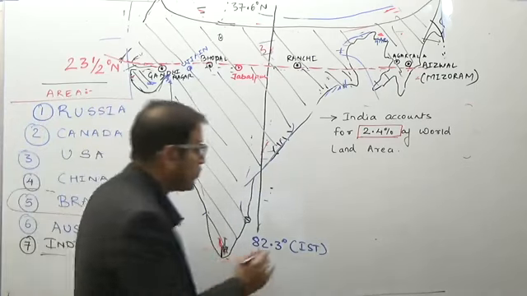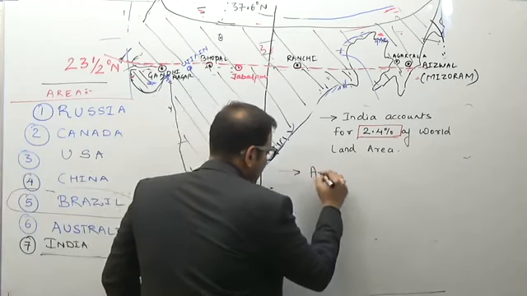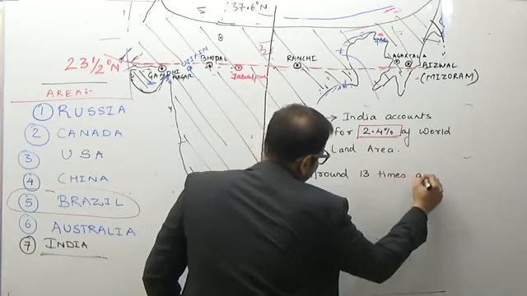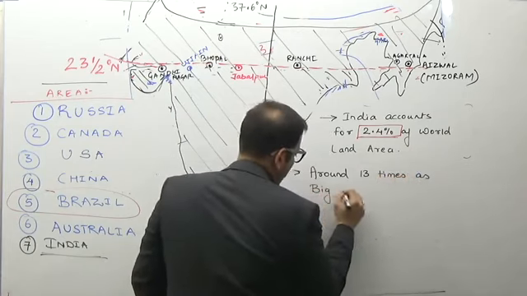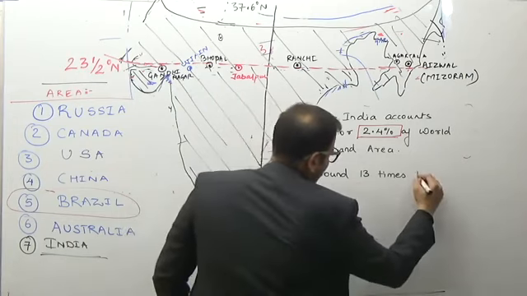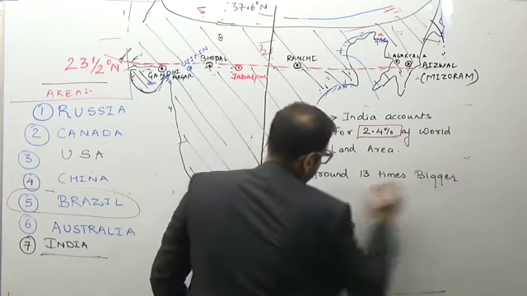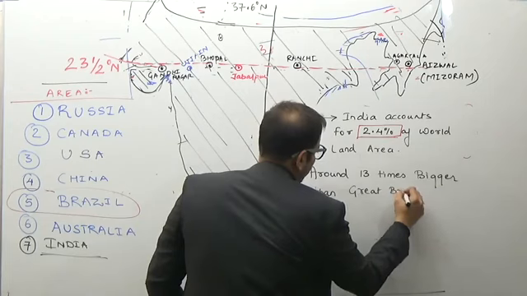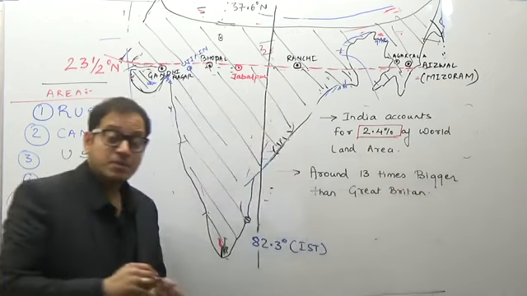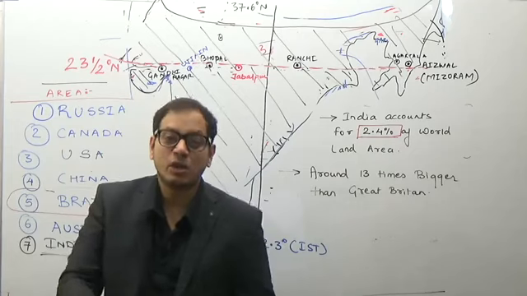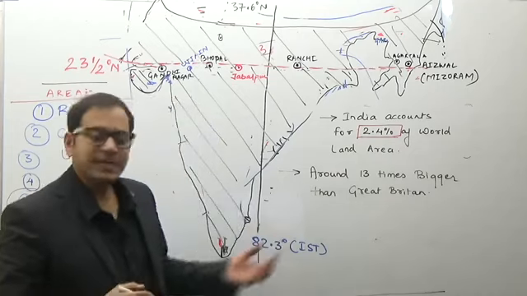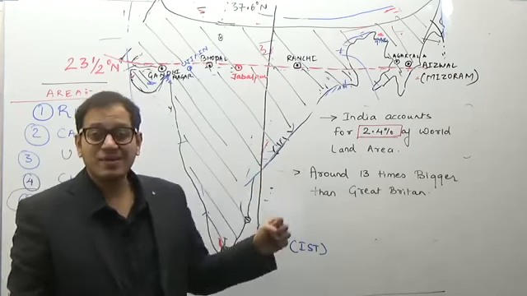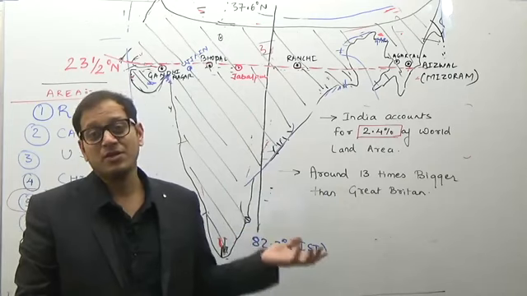Now, this seventh biggest country in the world, India, is around 13 times bigger than Great Britain. Why only Great Britain am I taking? Because that was our colonial master. So India is 13 times greater than Great Britain. This colonial master, which was 13 times smaller than us, ruled us for so many years.